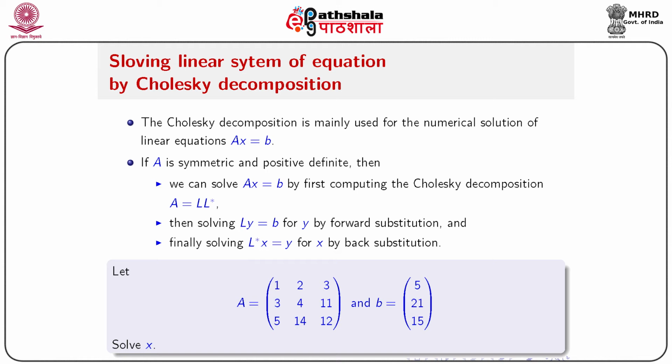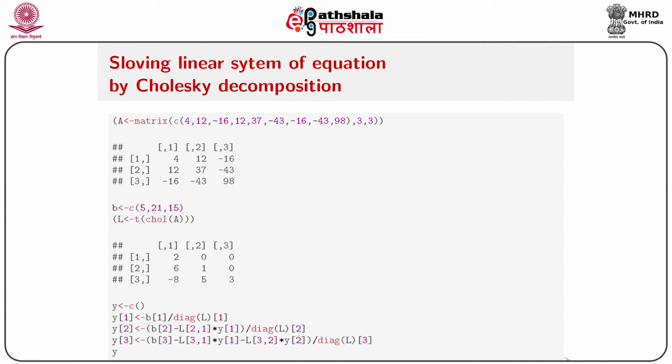So for illustration, let A equal a 3 by 3 order matrix and b a 3 by 1 order vector. Arbitrarily I assign here all the elements in matrix A of 3 by 3 order, and then b as another vector, say 5, 21 and 15. Then we get L as the transpose of the Cholesky decomposition of A, that is L is t of chol A, and then L prime would be the L star.